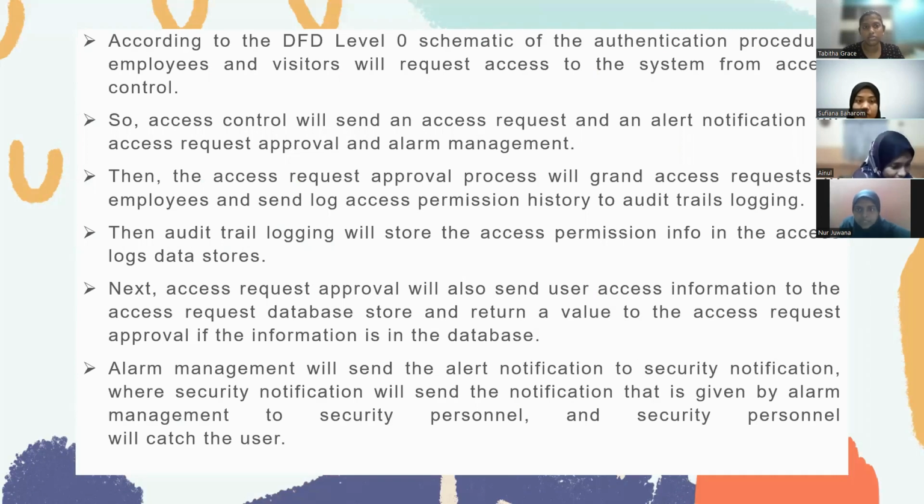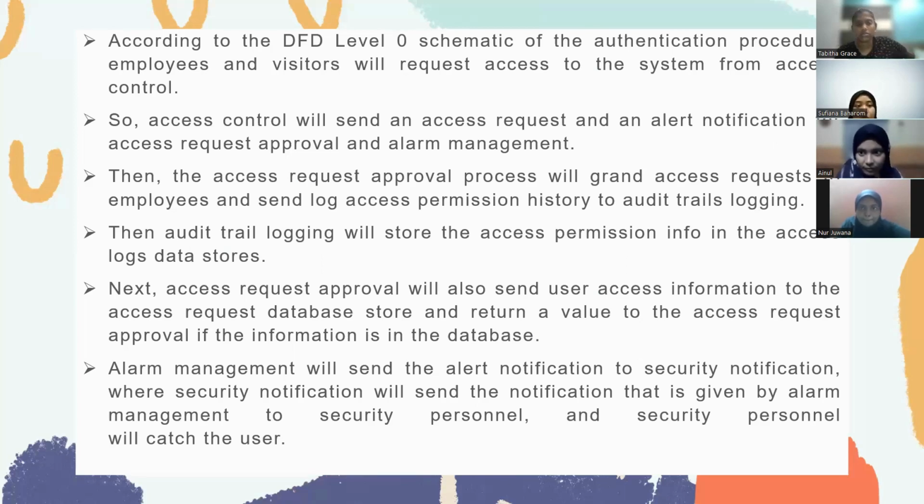According to the DFD level 1 schematic of the authentication procedure, employees and visitors will request access to the system from access control. Access control will send an access request and an alert notification for access request approval and alarm management. Then the access request approval process will grant the access request to employees and send log access permission history to audit trails logging.